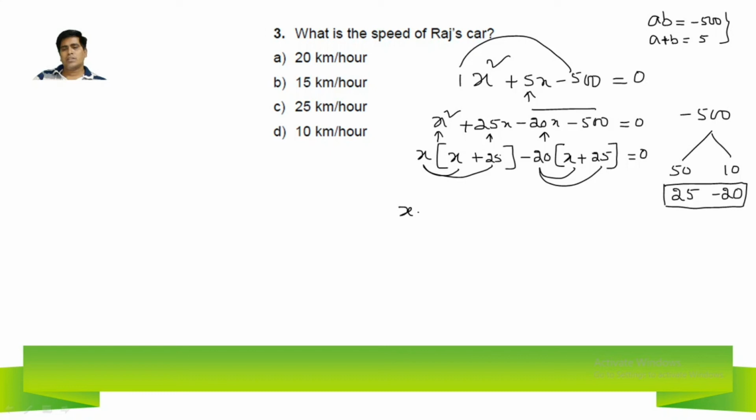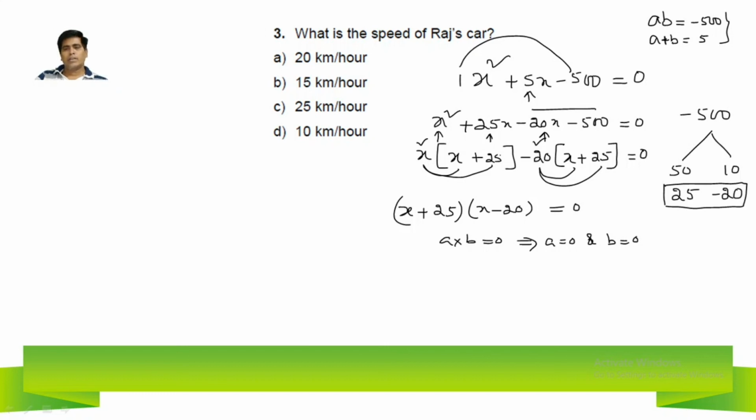Once again, I can take common what is in the brackets. What is the expression in the brackets? We have x plus 25, it is common. If I take it common, what is left out? x and minus 20 is left out. x minus 20, I can write it here, is equal to 0. If a into b is equal to 0, that is nothing but a is equal to 0 or b is equal to 0. If the product of two numbers is equal to 0, what do you mean by that? Either both are 0, or one is 0 or the other one is 0.